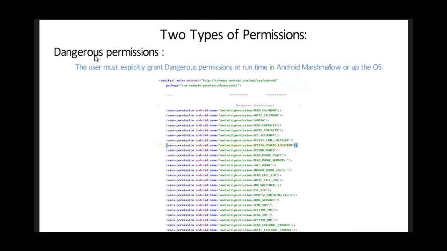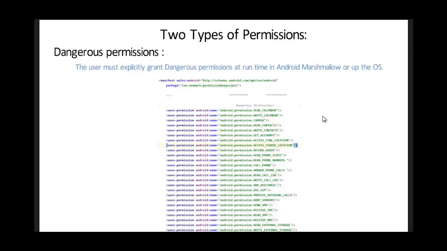Another type of permission is dangerous permission, and the user must explicitly grant those dangerous permissions at runtime in Android Marshmallow 6.0 or higher. So these are all the types of dangerous permissions that the user will be asked at the time of installation or at runtime, because they access the user's privacy. That's why it's called dangerous permission. And if you want to know more about dangerous permissions and normal permissions, make sure that you check out the developer website and read all the content about types of permissions.